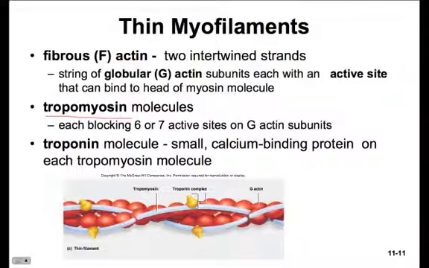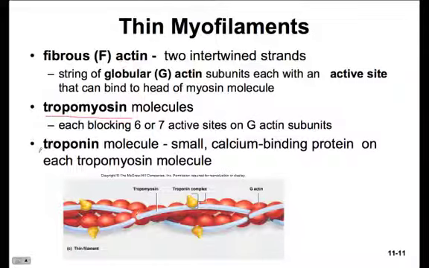These long strands here of white are called tropomyosin. Each of these strands is going to be blocking the active sites. If they weren't blocked, then our muscles would be at full contraction all the time. So it's really important that we have tropomyosin present in order to block the active sites on the G-actin.